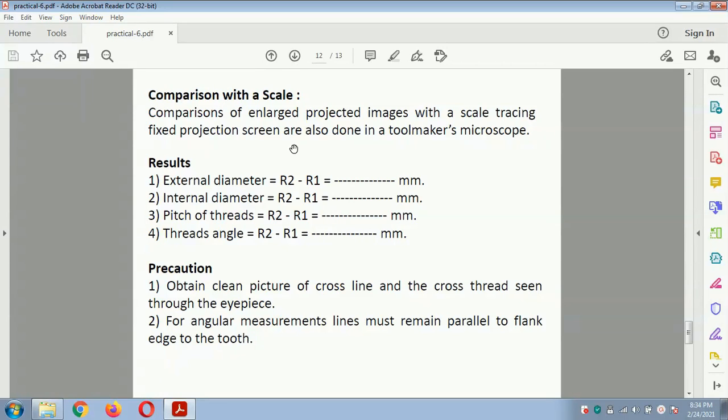Some precautions you have to take with respect to the practical: the clear picture of the line should be visible, and the angular measurement should remain parallel to the flank edge of the tooth.